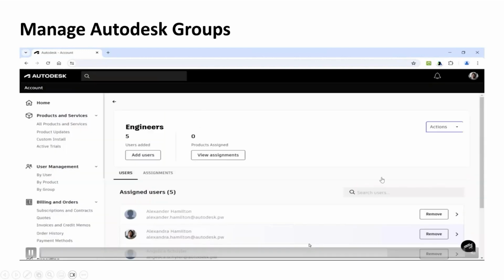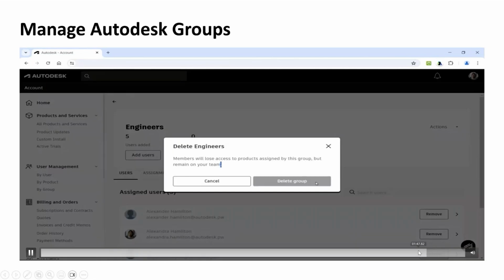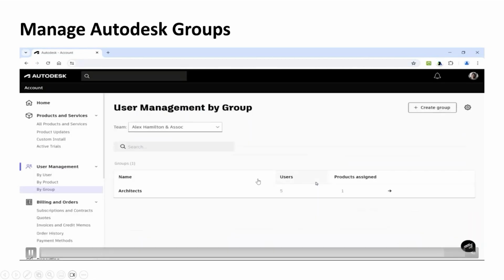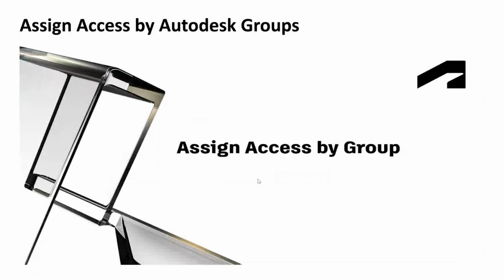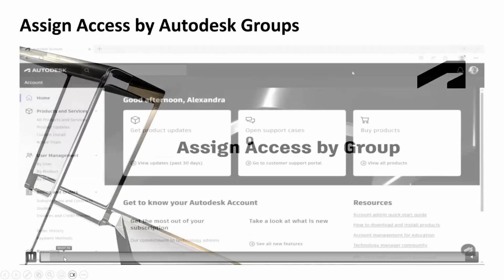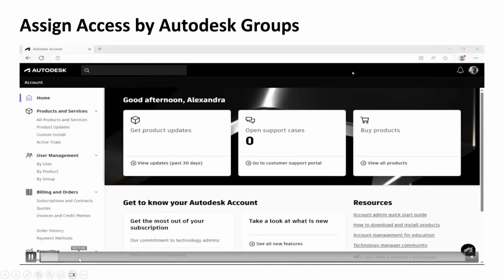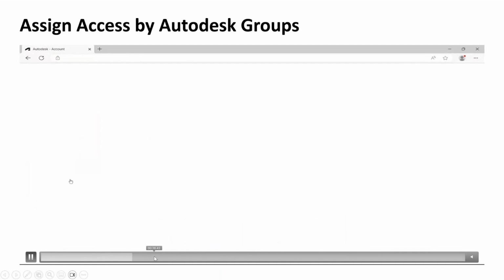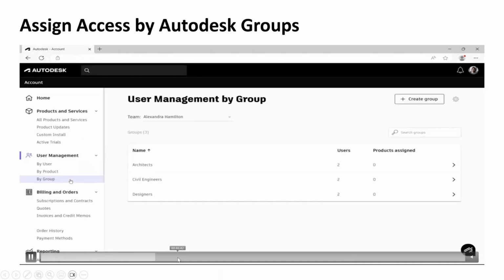So now we will also see how to add the users here. You have options to delete the group also. So let me show you how to assign the access, that is the product access. That is we are going to see now. So when I say assign access, the group is created, users have been invited. Once you want to assign the access, you will be going under the by group, where you will be inviting the users, assigning the license. So I'm just showing you the team here.